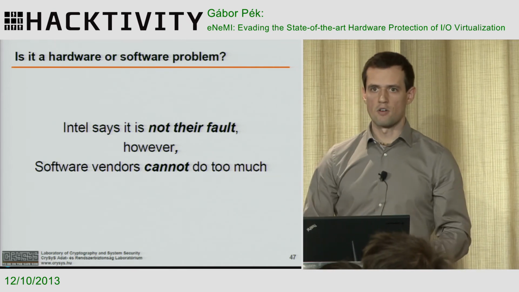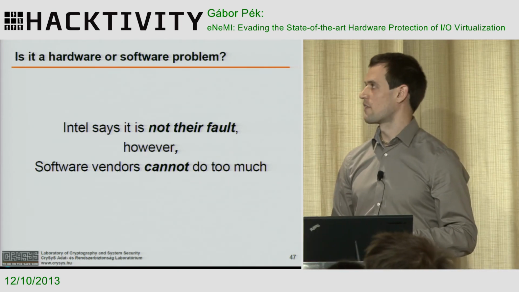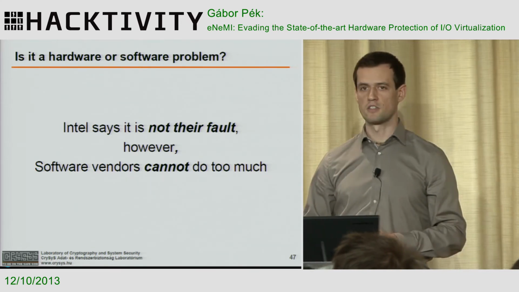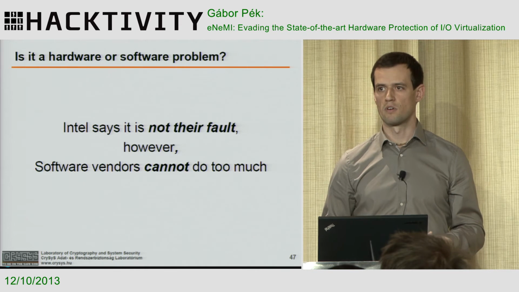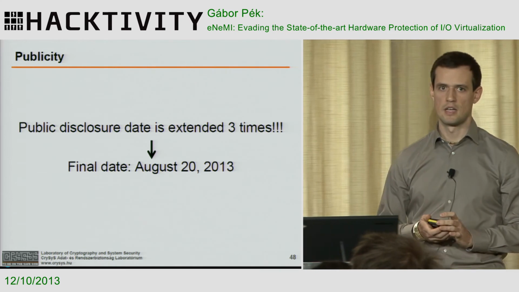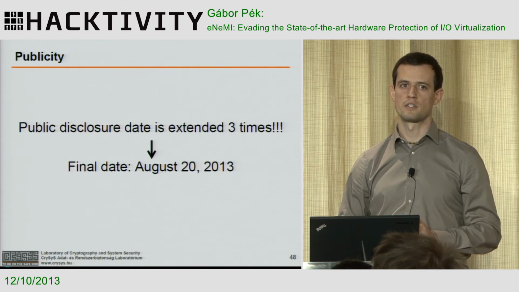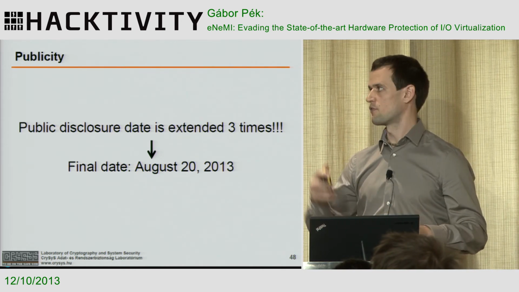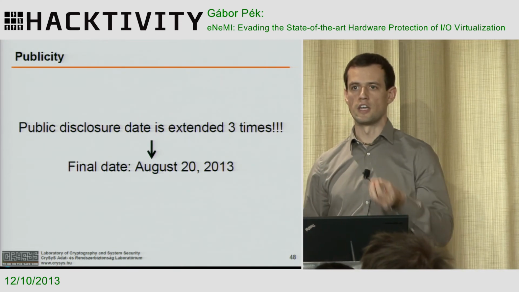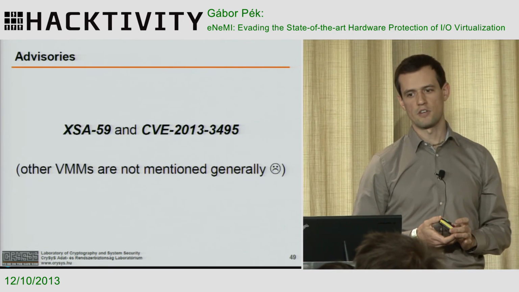So is it a hardware or software problem? Intel says this is not their fault. However, software vendors cannot do too much. I told you there are mitigation techniques, but this is not the holy grail that we are looking for. Public disclosure date was extended three times because I wanted to make sure that we know exactly what happens. I wanted to make sure that if something is published, it is of value to the community, and they know how to react and how to handle the issue. And the result is a Xen Security Advisory and the CVE.